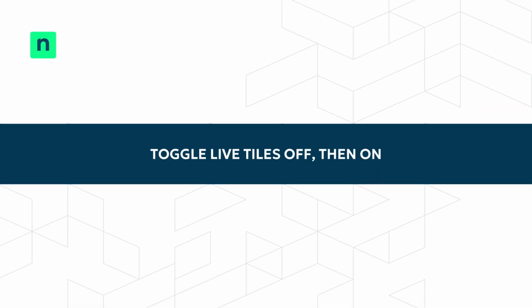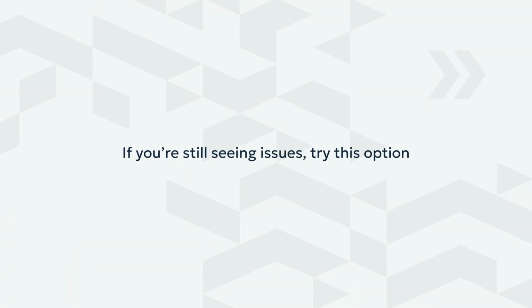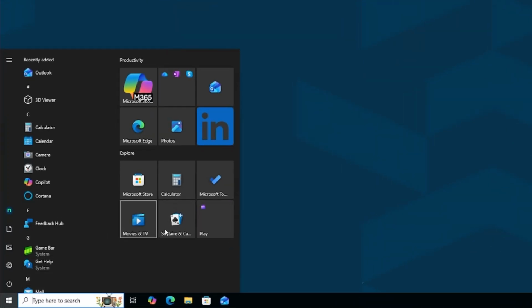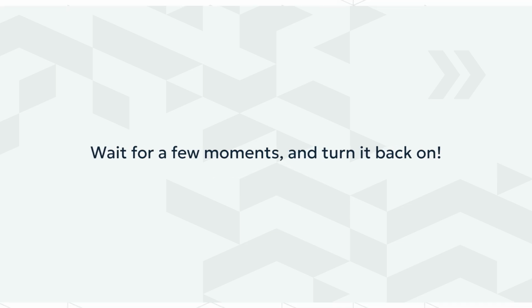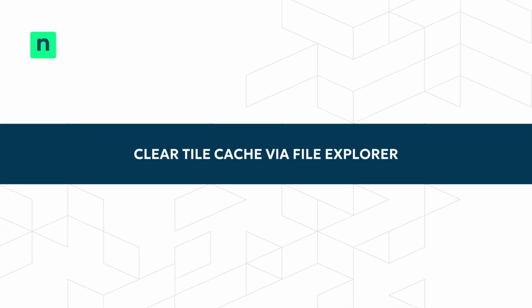Toggle live tiles off, then on. If you're still seeing issues, try this option. Open the Start menu, right-click the tile, click Turn Live Tile Off, wait for a few moments, and turn it back on.